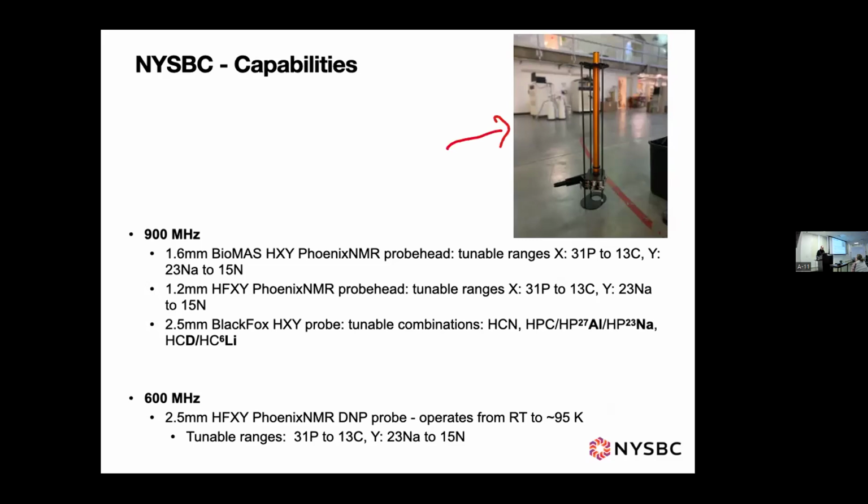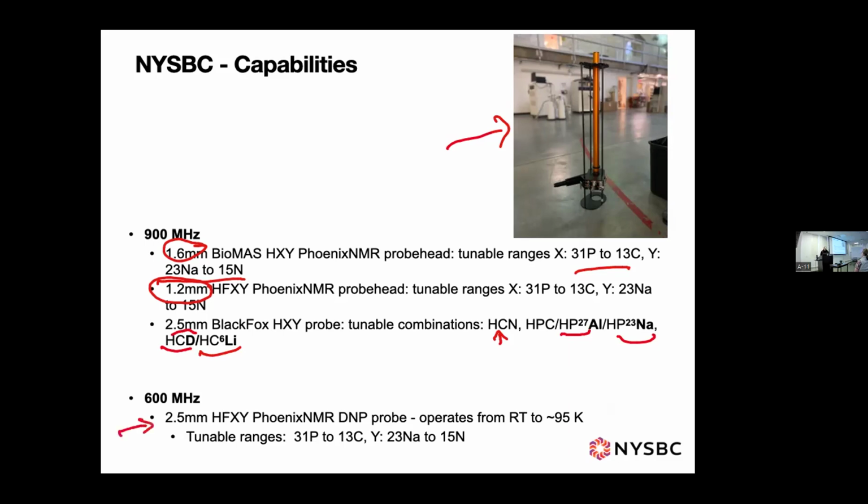We have this Phoenix probe. It can tune between phosphorus and carbon on the X channel and sodium and N15 on the Y channel. We have a 1.6 and a 1.2 millimeter rotor for that. And we also have a 2.5 millimeter black box. It can tune very selectively to a few quadrupole nuclei. Most interestingly, it has an HCD tuning mode, which means it also has an HC lithium-6 tuning mode if you're interested in doing lithium-6 NMR. And the HPC mode can tune to aluminum and sodium. I presume that the carbon on the HCN may also be able to tune to those, but it doesn't explicitly say it, which means it probably doesn't.